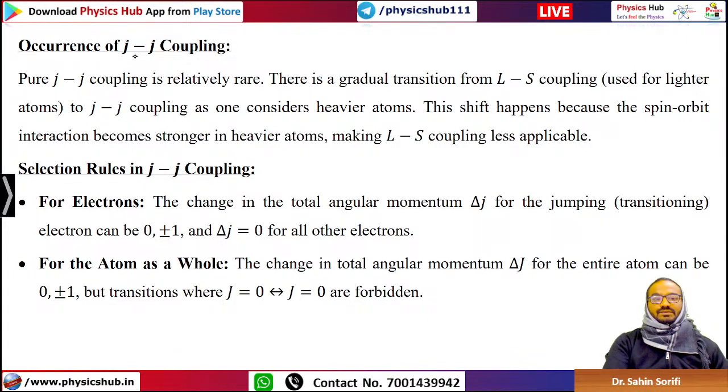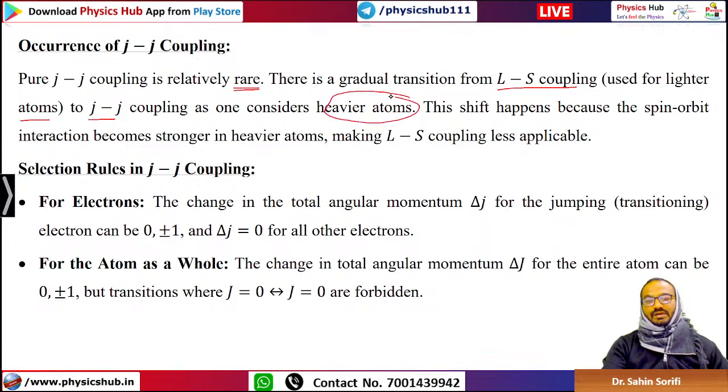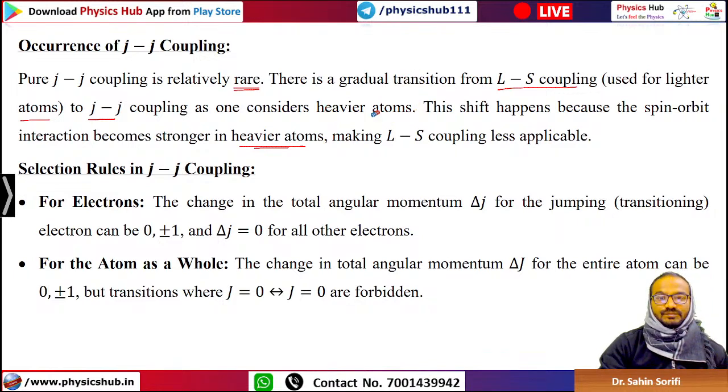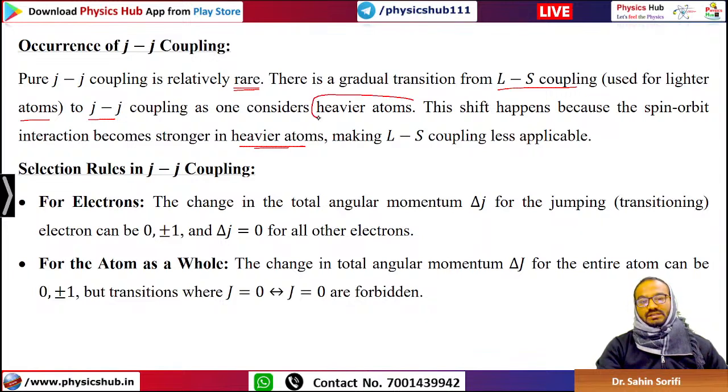Okay, occurrence of JJ coupling. Pure JJ coupling is relatively rare. There is a gradual transition from LS coupling used for lighter atoms to JJ coupling as considered for heavier atoms. This shift happens because the spin orbit interaction becomes stronger in heavier atoms, and that is the first cause, spin orbit interaction. The second cause is residual electrostatic interaction and spin-spin correlation, making LS coupling less applicable.